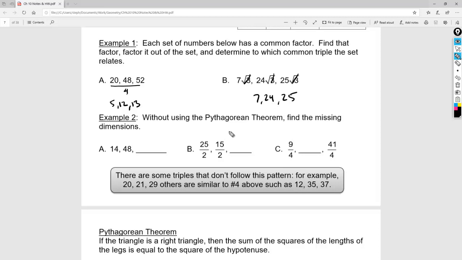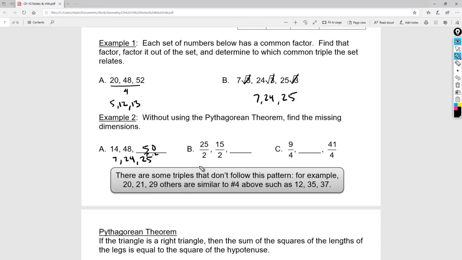Okay, now they want us to not use the Pythagorean theorem and figure out the missing dimension. Okay, so let's see if we can figure out what group these fall under. I have 14 and 48. So if I divide these by 2, I'll end up with 7, 24. So I know the next one must be 25. I multiplied by 2, so my missing hypotenuse will be 50.